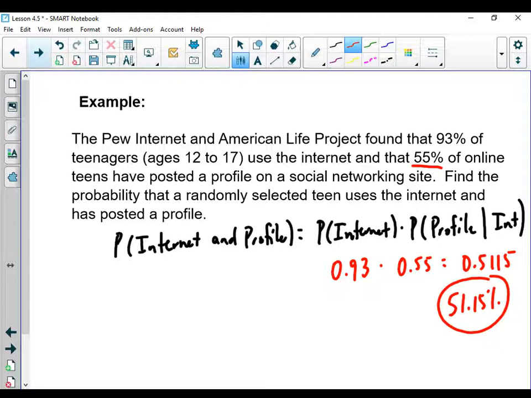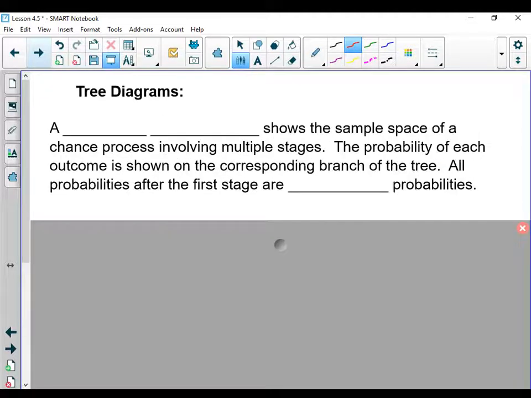That multiplication rule really ties into the last part here, tree diagrams. So what's a tree diagram? A tree diagram shows the sample space. That's important. Remember, sample space was when we're looking at all the different possibilities we could have for a situation. A tree diagram shows the sample space of a chance process involving multiple stages. The probability of each outcome is shown on the corresponding branch of the tree.